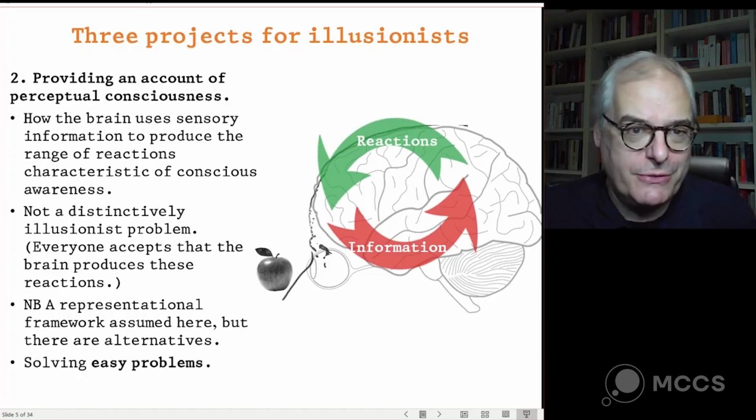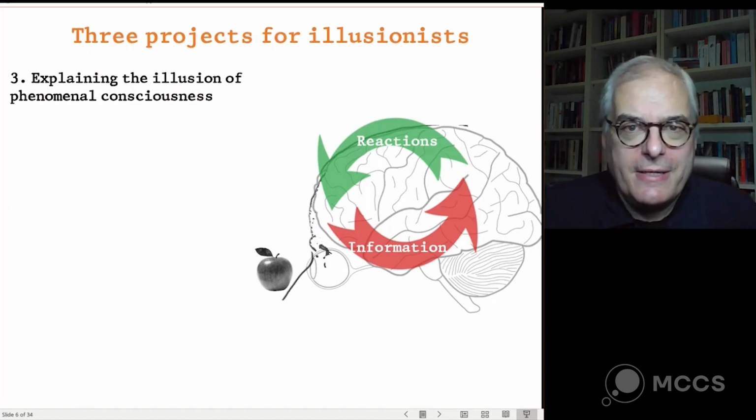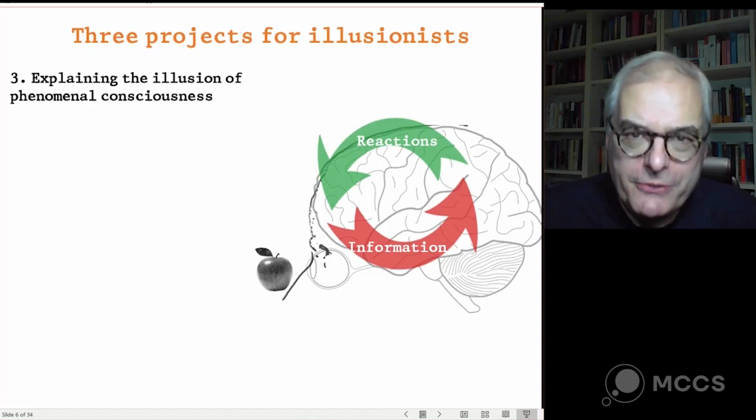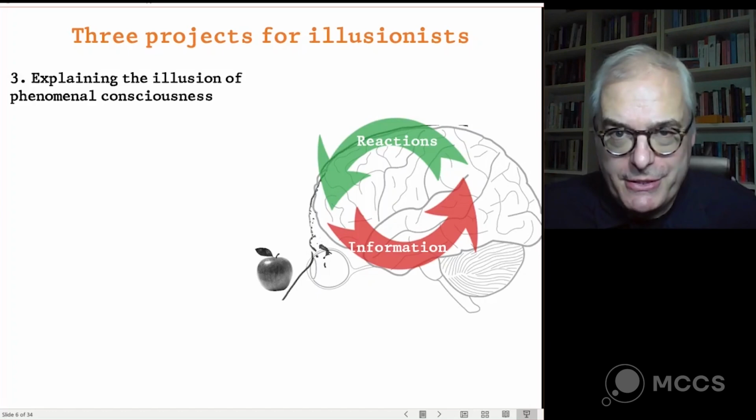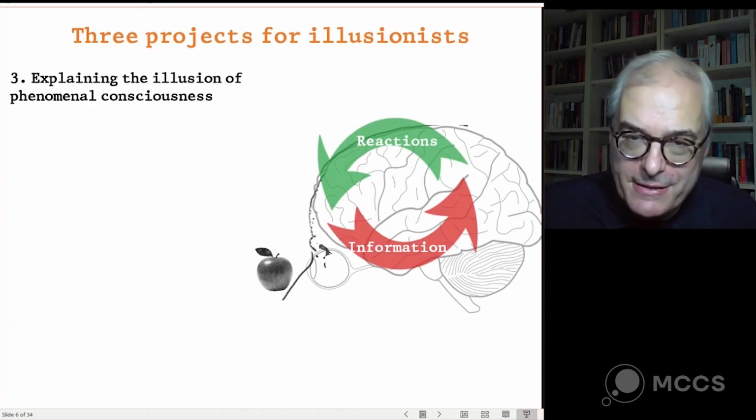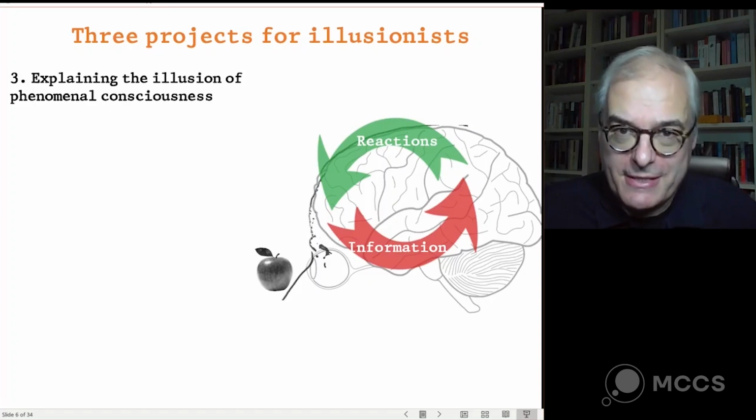And then thirdly, there is the more distinctive positive element of the illusionist program. This is the project of explaining the illusion of phenomenal consciousness. Illusionists don't just say, well, look, phenomenal consciousness is an illusion, forget about it. They say, well, it's not real, but it certainly, in some sense, seems to be real, and we need to explain that. And that's in itself an important and interesting fact about human psychology.